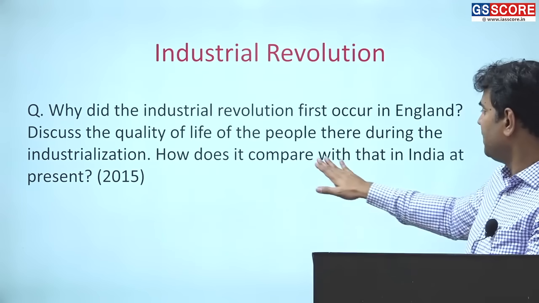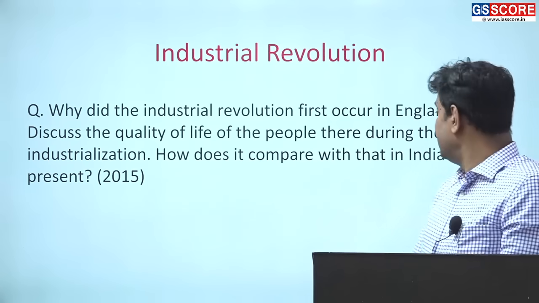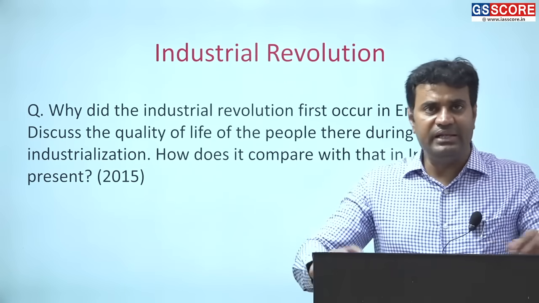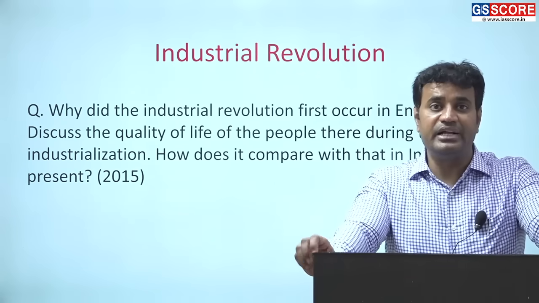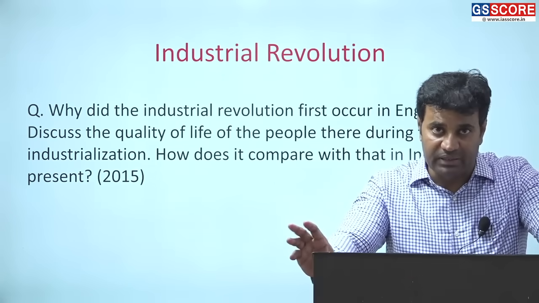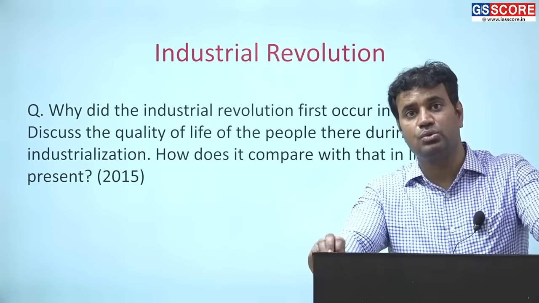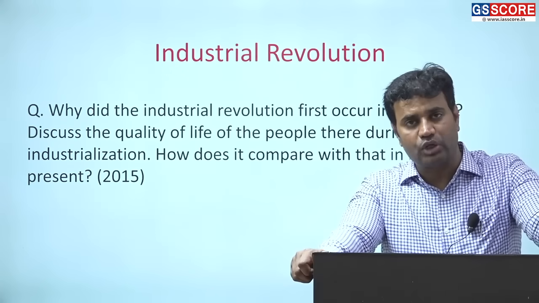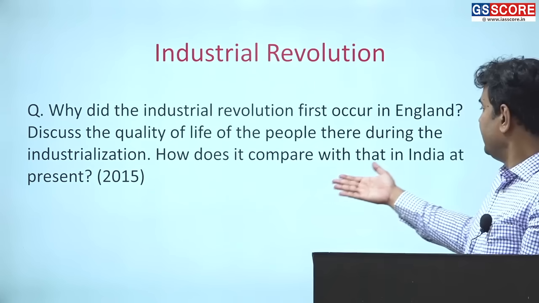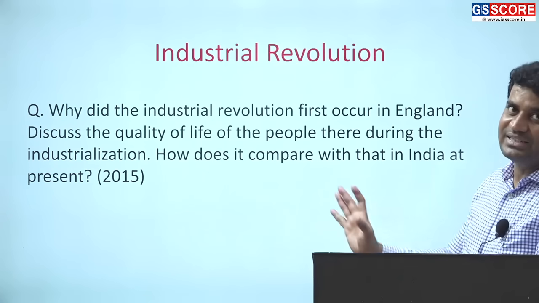How does it compare with that in India at present? Clear? India at present, because at that time when industrialization was taking place, England began to witness rapid growth and development. But industrialization to a large extent started in India only after India's independence, through the era of economic planning. And thereafter, India started to develop on the industrial front.